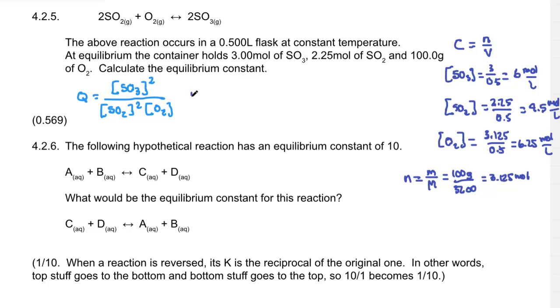So if we're at equilibrium, our Q gets renamed to KEQ, equilibrium constant. Sulfur trioxide is 6. Don't forget to square it. Sulfur dioxide is 4.5. Don't forget to square it. And oxygen is 6.25. No squaring necessary. We do calculator stuff with that.